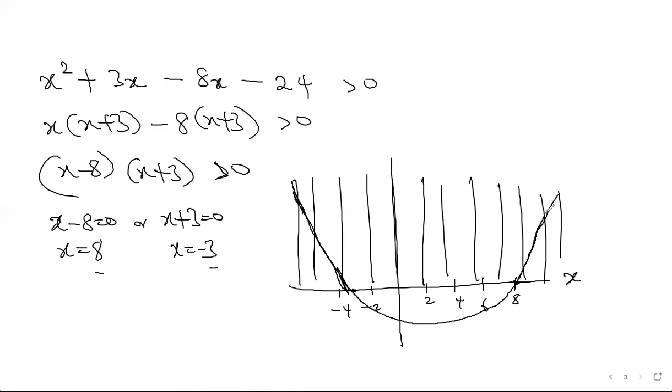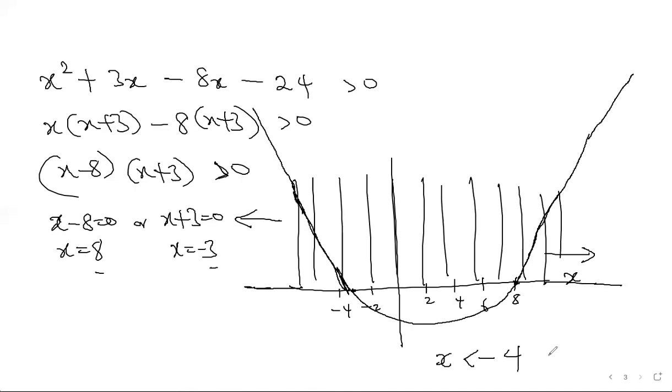Now for you to meet this part, that means you have to go in this direction. So you can see that the function is progressing in that direction. And here the function is also progressing in this direction. So it means that the solution will be x less than -3, because in this region you meet numbers that are less than -3 when you go towards the left, and when you go towards the right, you meet numbers that are greater than 8. So x less than -3 or x greater than 8. So that will be the solution.